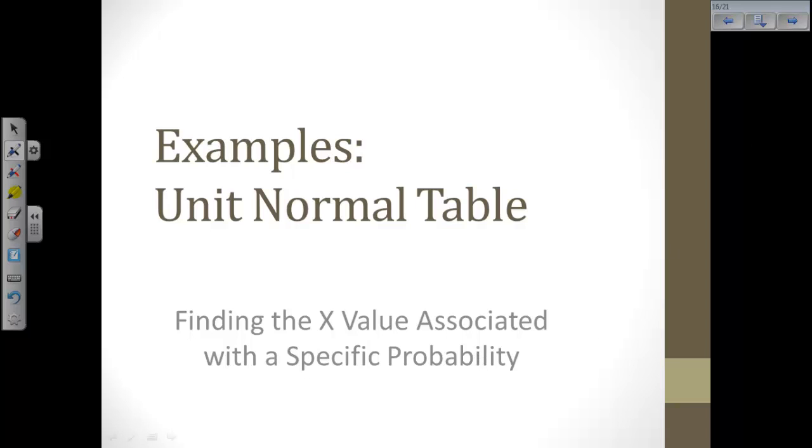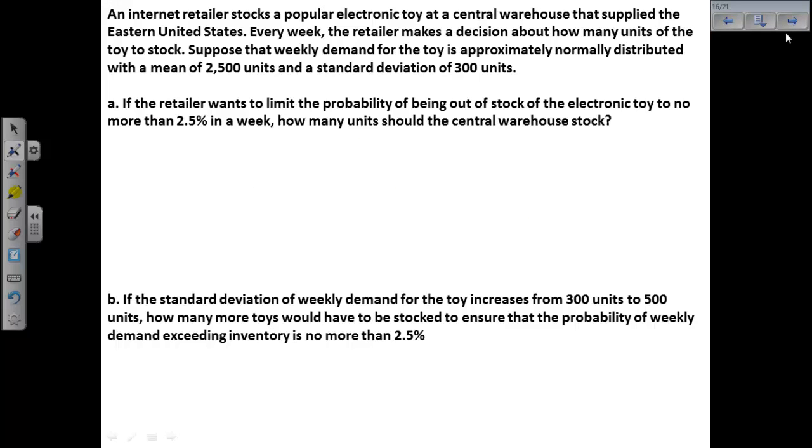So it's not always the case that you are going to be looking for probabilities associated with a range of x values. Sometimes you have to find the particular x value associated with a probability or proportion or percentile or however it's presented to you. So you can also use z-scores in the unit normal table to do this as well. So here's an example of one of those situations.